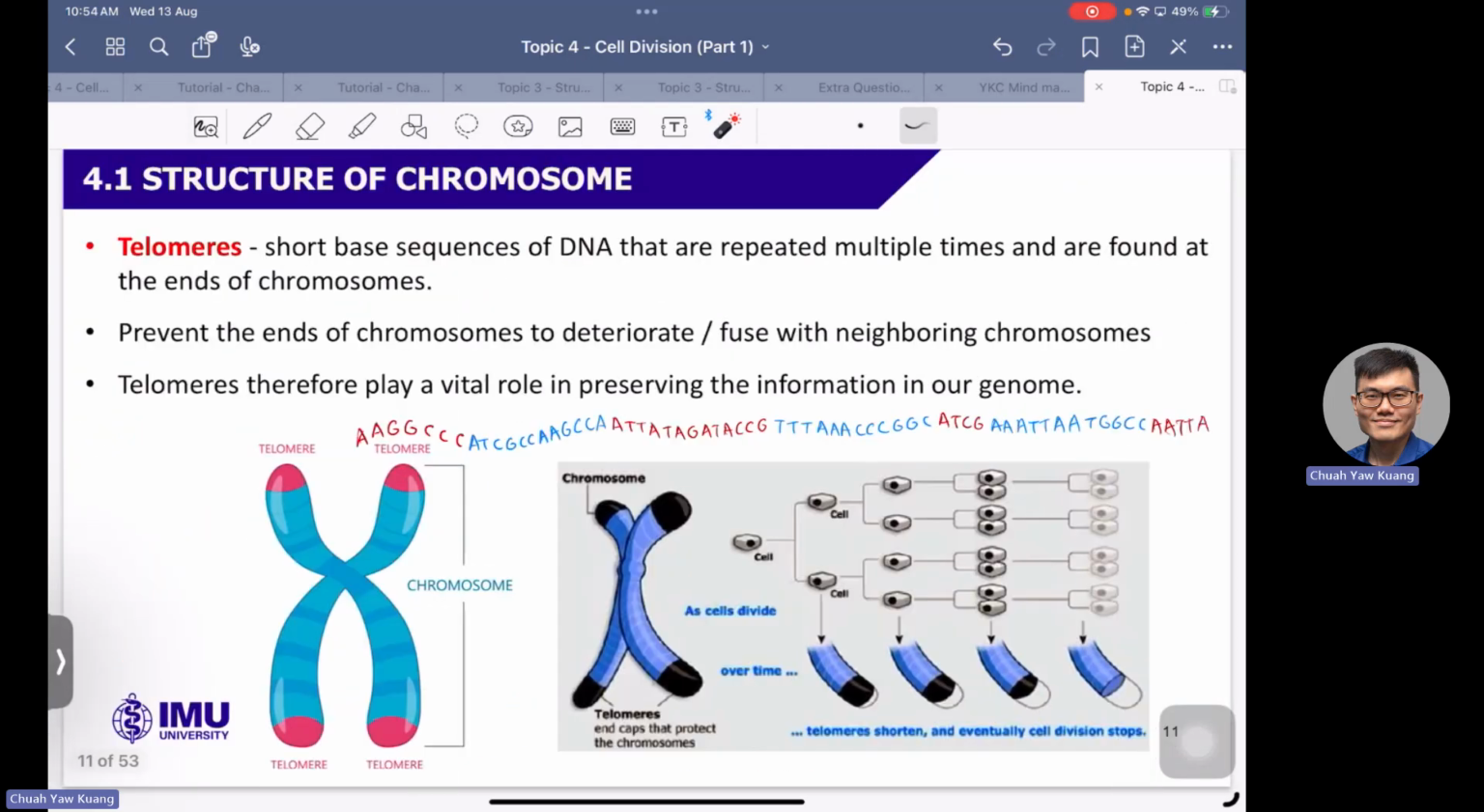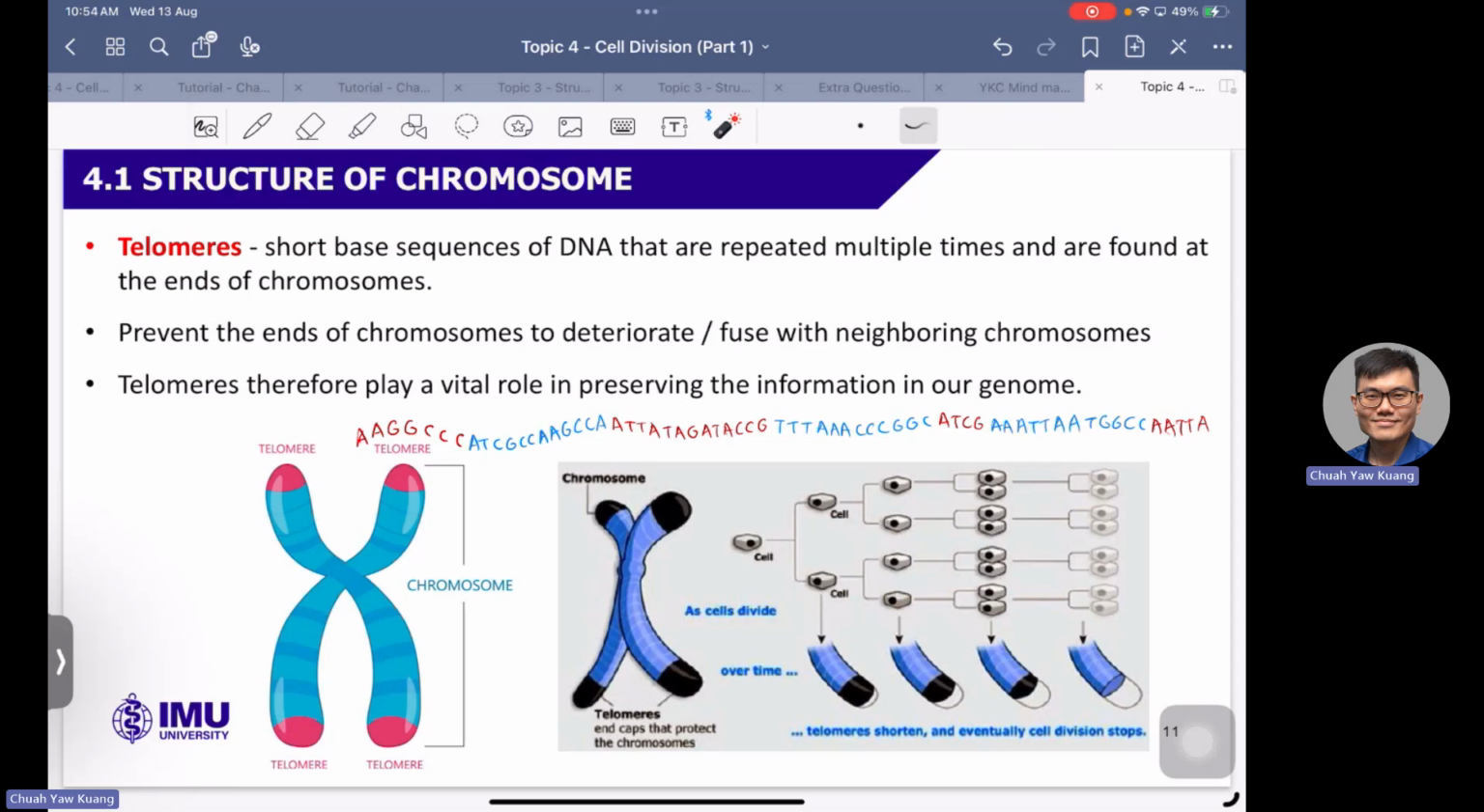Okay, then next, the telomere. What is the telomere? The telomere is actually at the end cap of the arm of the chromosome. At the end cap of the arm of the chromosome, that is the telomere.